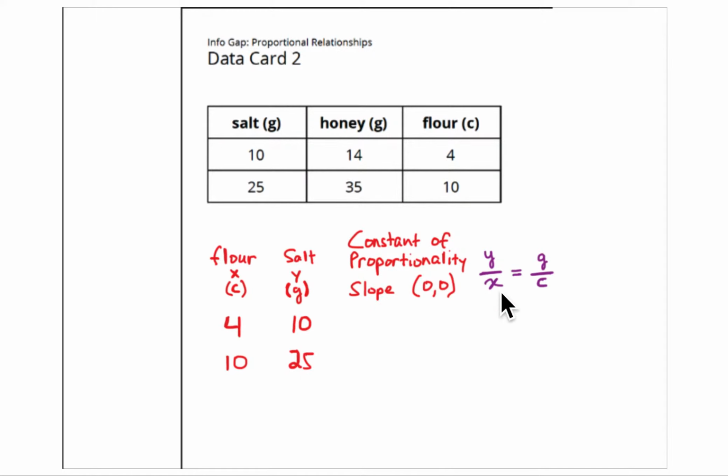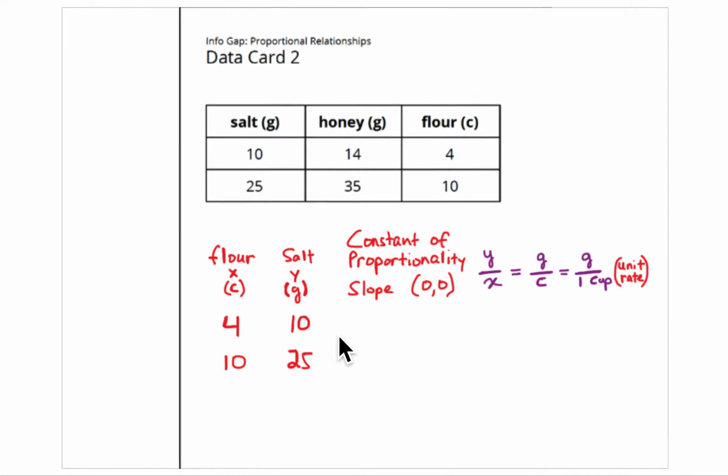And so once again, the number of units in the vertical direction is the y value, and the number of units in the horizontal direction is the x value. And because this is a proportional relationship, that is the same as the coordinates. It's that slope triangle pushed right up against the origin. And so the y coordinate is the number of grams of salt that you need, and the x coordinate is the number of cups of flour that you need. So this relationship, the number of grams of salt to the number of cups of flour, is equal to grams of salt to cups of flour.